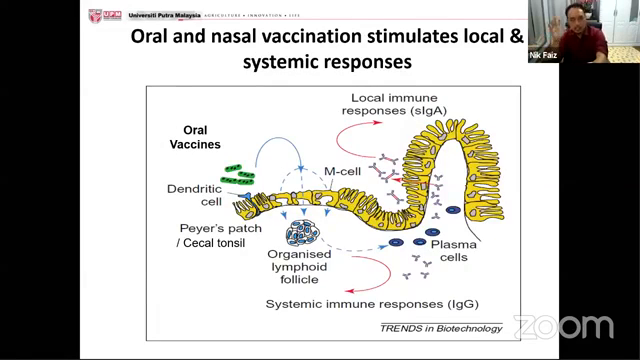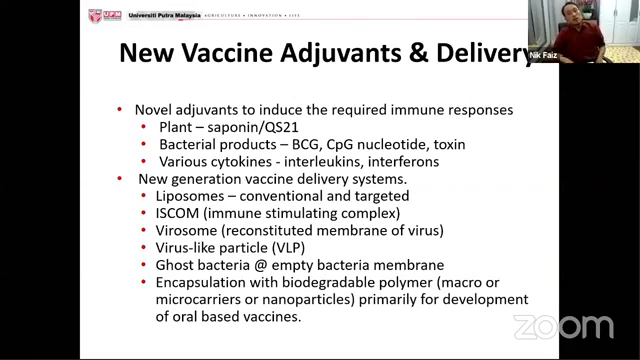So this is just a picture of stimulation of an oral and nasal stimulation through local immune responses and systemic immune responses when you give vaccination orally. And what I've presented just now is more like the current vaccine adjuvants and delivery. Now the researchers are looking forward to much more novel adjuvants and new delivery methods.